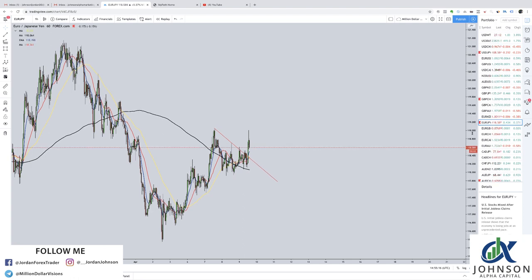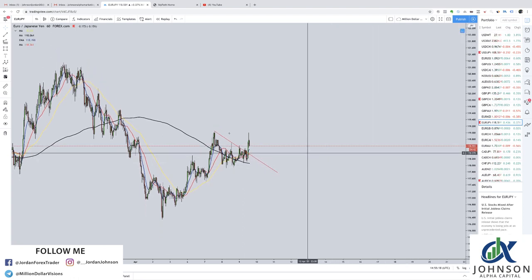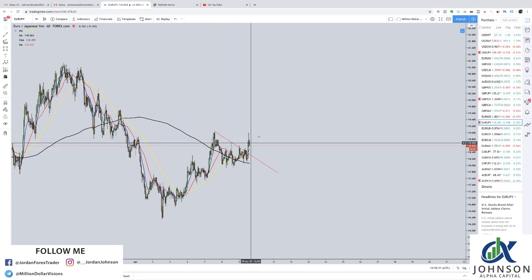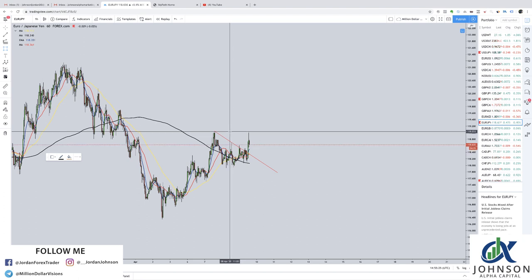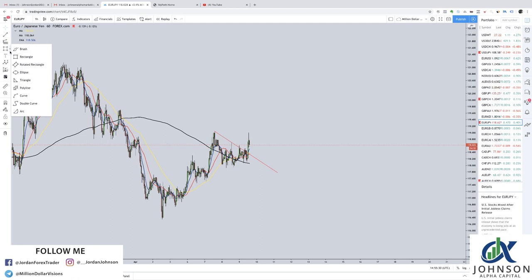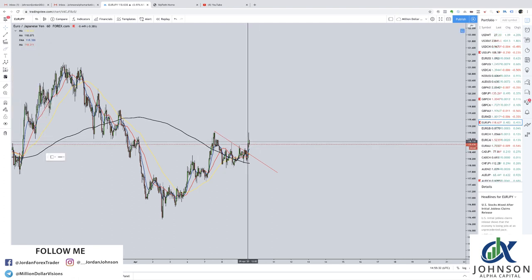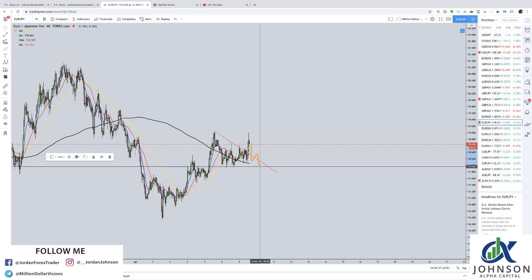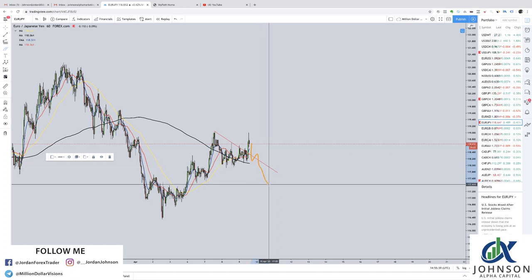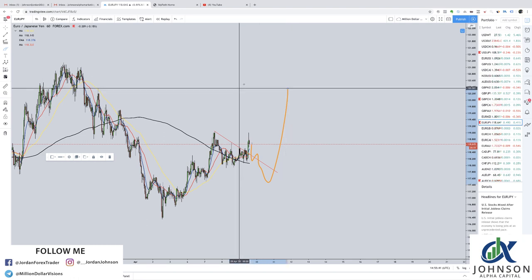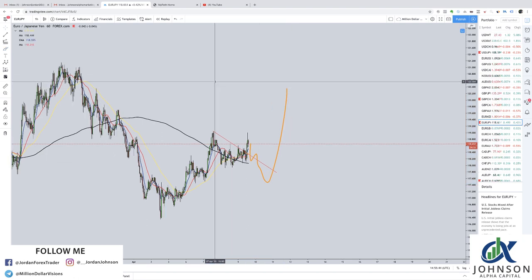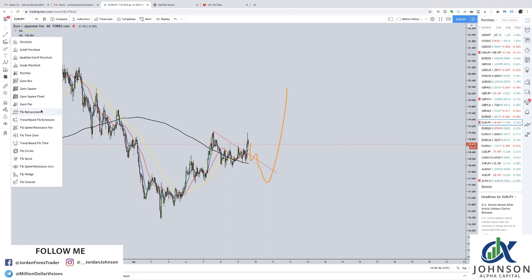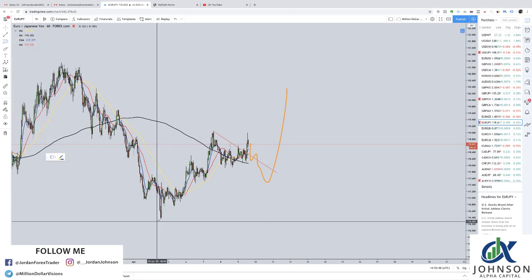Euro yen, I did like this. We had a break of the flag. I don't think we're gonna go too far in the yen pairs. If anything, I think on the yen pairs we're gonna get one more move down, probably come back down here to this level, or come back down a little bit more and then go. I think we got one more down move in the yen, just pretty much anything that is yen based.